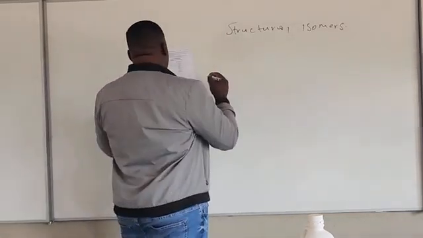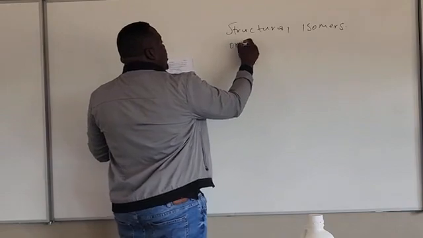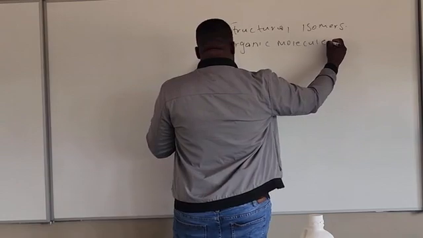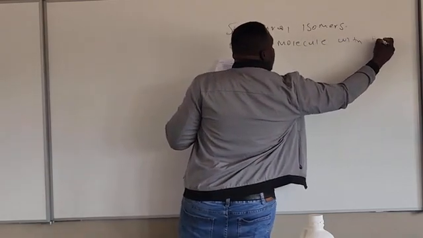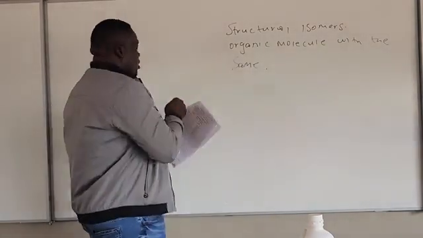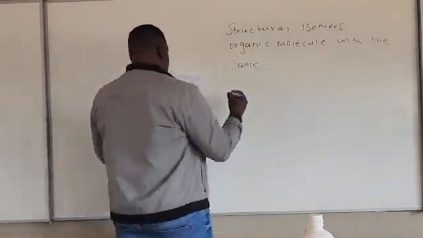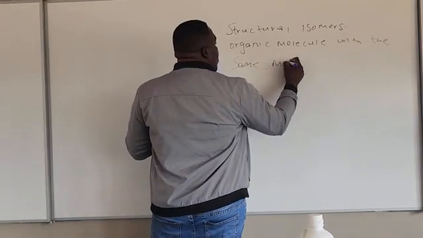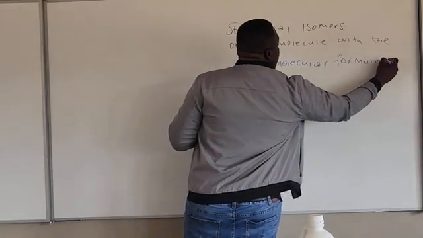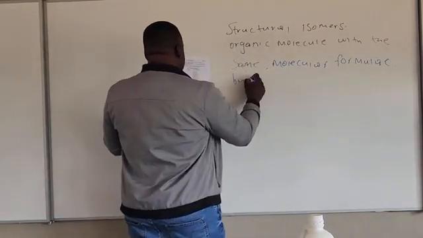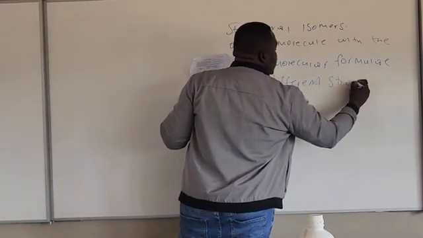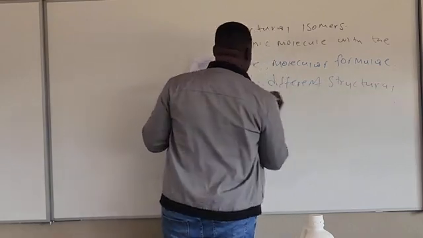What is a structural isomer? It is organic molecules which have got the same molecular formula, but different structures. Structural formula.